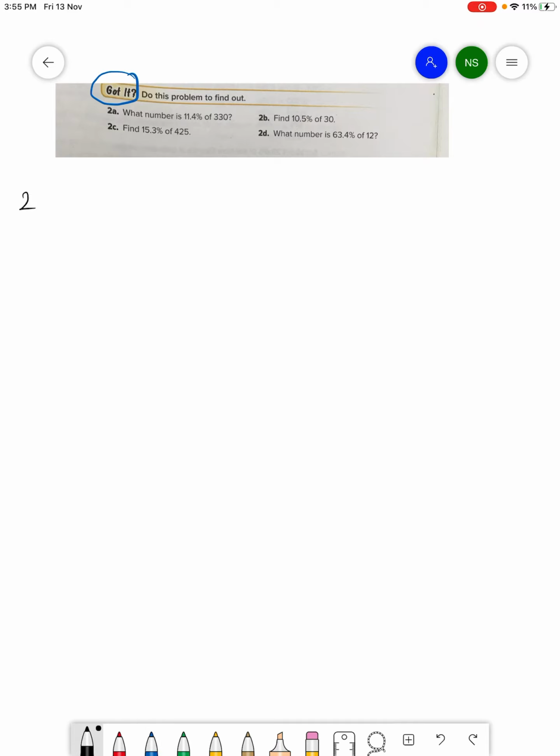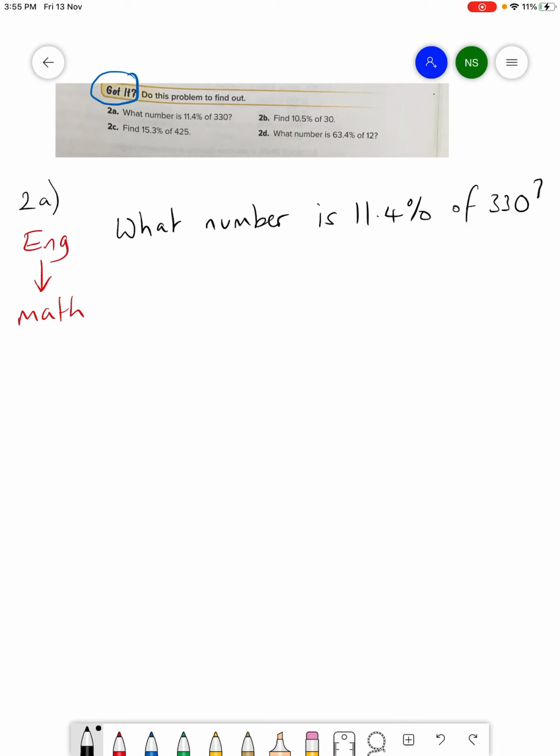So question 2A, please go from the English to the maths. It works for every question. So they ask, what number is 11.4% of 330? So we ask what number, so that's the question mark, is equals 11.4% of, and of is times 330.